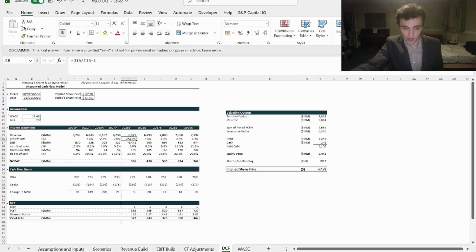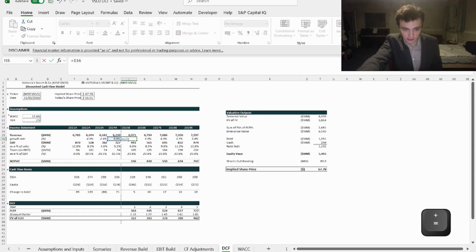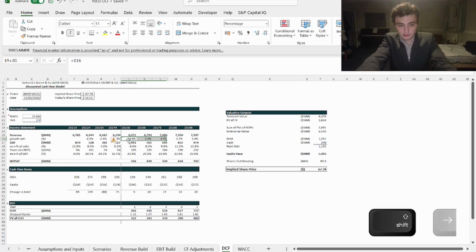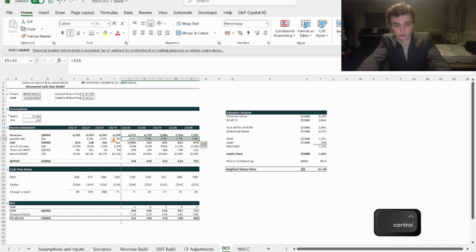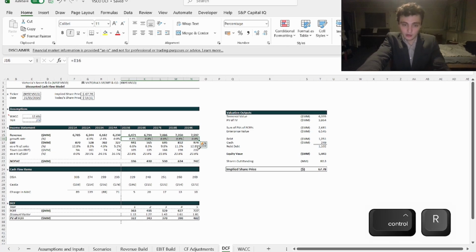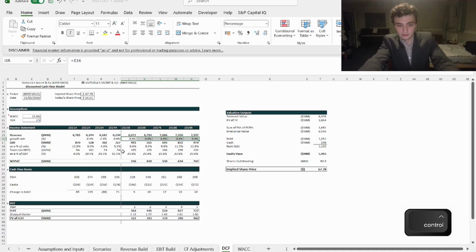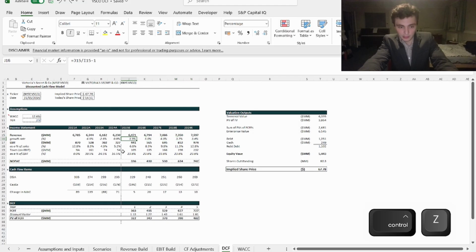So how could we do this? Well, one way we might be tempted to do it is to look at the growth rate for the previous year and say, well, if that was good enough for last year, it's going to be the same this year. And then I just hold down Shift and Control R to drag it along. Here we've just flatlined the growth rate for the next 5 years. Now, we probably don't want to do this because it's quite a lazy assumption.